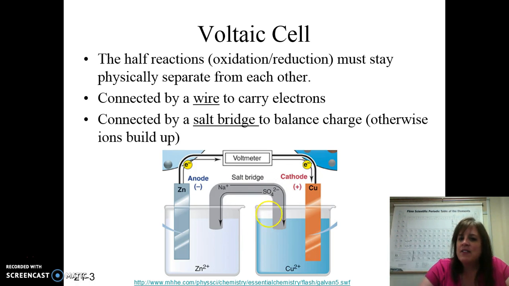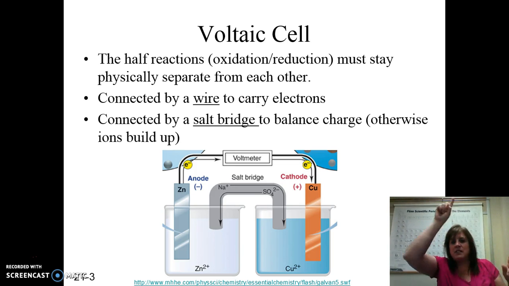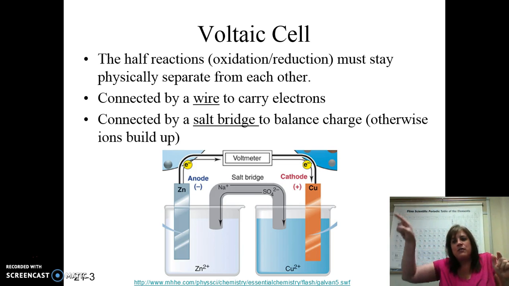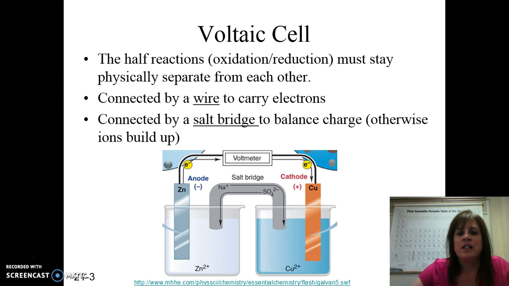Now, I also have to have this thing called a salt bridge in here. The salt bridge just connects the two containers together, and it allows the ions that are building up to flow from one chamber to another, and that allows it to keep charge balance. So I can keep electrons flowing, and I have a total loop here of transfer of ions. That allows this reaction to keep going. Otherwise, the reaction would eventually stop.